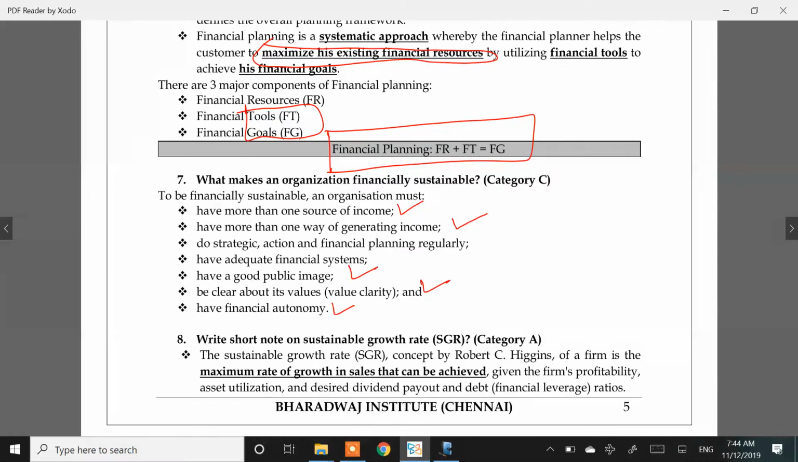If I have a good public image, if people know well about me, there's a possibility for me to get easy loans. So Tatas have a very good public image, and if they go to a bank for a loan, they easily get it. The bank loans which they are going to get, the rate of interest at which they get, there's always a different rate at which Tatas will get a loan and a different rate at which Dinesh Jain can get a loan. So you will have to have a very good public image, do something for the society, have clear values, have financial autonomy, and all of this can help you make a financially sustainable organization.